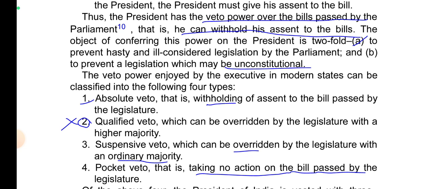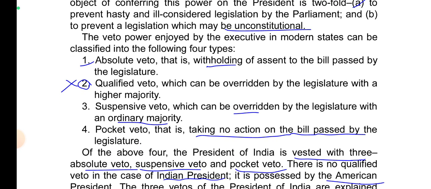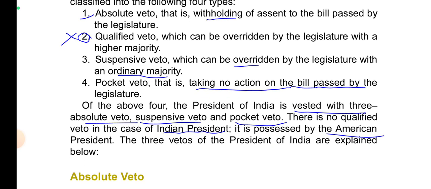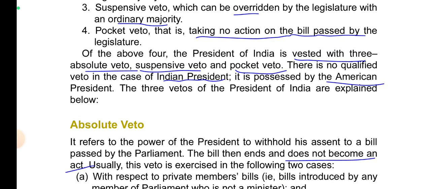The object of conferring this power on the President is twofold: to prevent hasty and ill-considered legislation by the Parliament, and to prevent a legislation which may be unconstitutional. The veto power enjoyed by the executive in modern states can be classified into the following four types. Absolute veto, that is, withholding of assent to the bill passed by the legislature. Qualified veto, which can be overridden by the legislature with a higher majority. Suspensive veto, which can be overridden by the legislature with an ordinary majority. Pocket veto, that is, taking no action on the bill passed by the legislature.